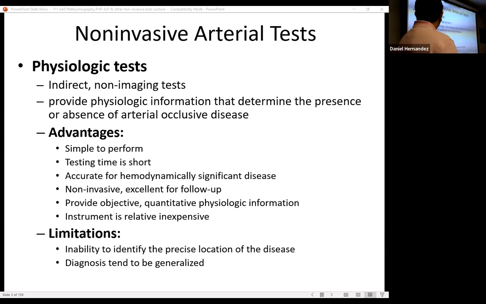So these indirect tests, these non-invasive tests, they're fairly simple to perform, they're less time consuming. We can get a general understanding of how severe the disease is, and the general location where the disease could potentially be. Just the limitations, again, we don't have the ability to find that precise location of the disease, where exactly is that stenotic lesion within that vessel. And the diagnoses tend to be more generalized.